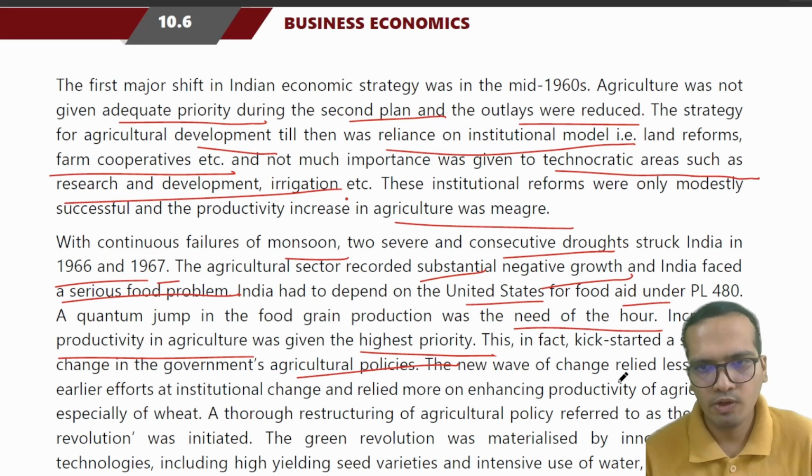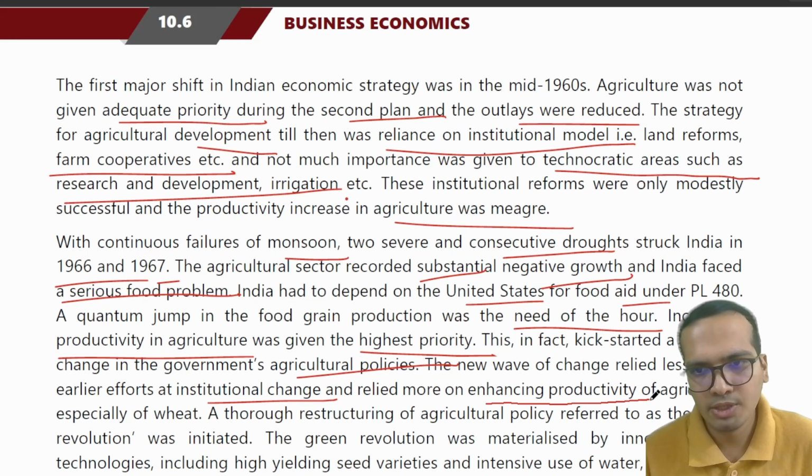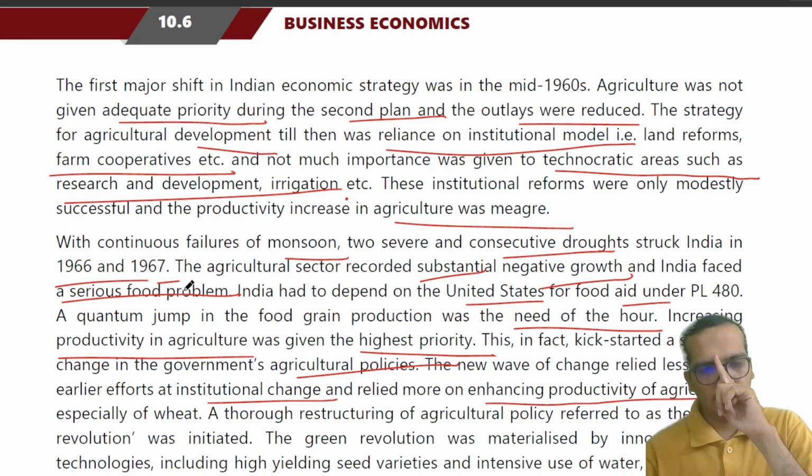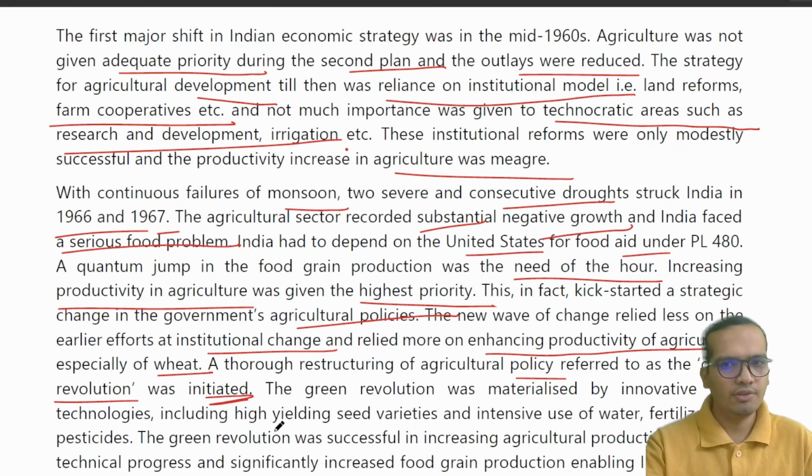The new wave of change relied less on the earlier efforts at institutional change and relied more on enhancing productivity of agriculture. Since food prices were rising, more focus was given to agriculture, and policies changed accordingly, especially for wheat. A thorough restructuring of agriculture policy referred to as the Green Revolution, Harit Kranti, was initiated.